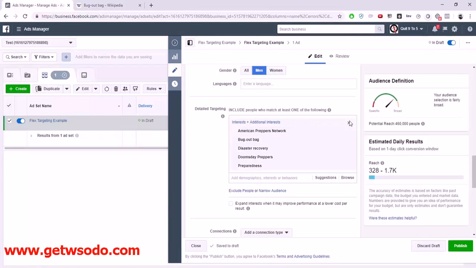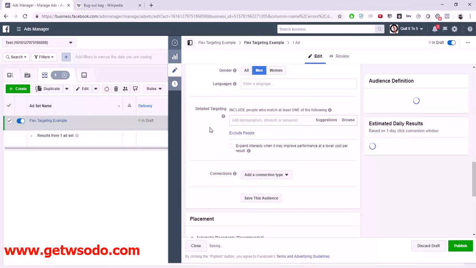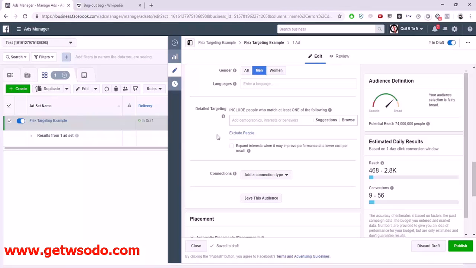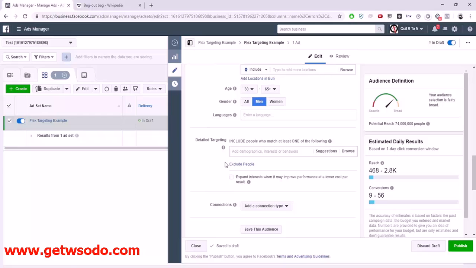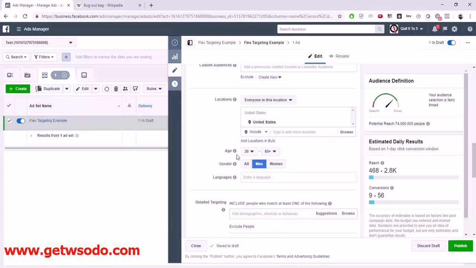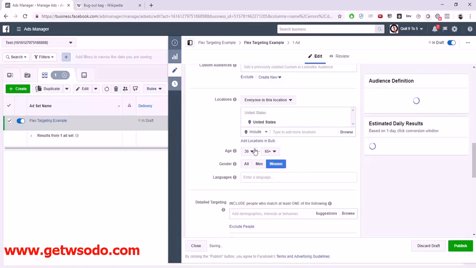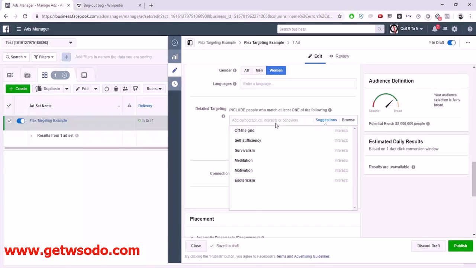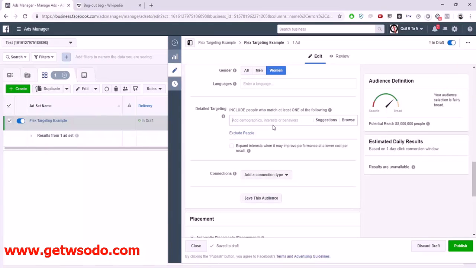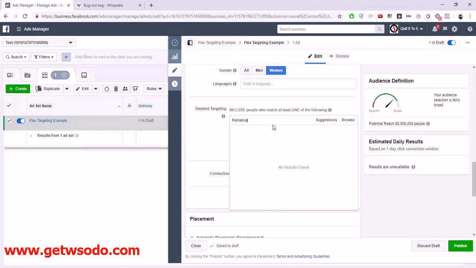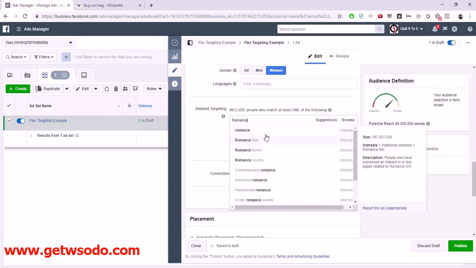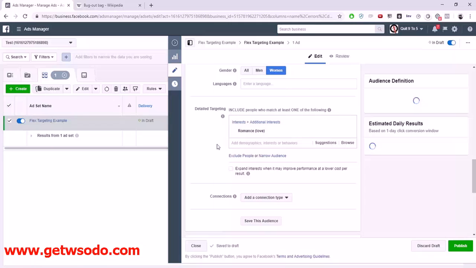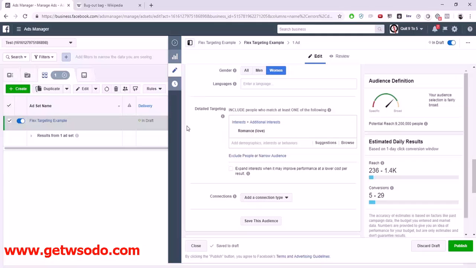Now, another thing that you can do is the exclusion of certain demographics. So let's switch now to like a dating offer, for example. So we'll do women, and let's say that we want women into romance. So we'll do romance love. And this is fairly broad reach. Like it's 9.2 million people.